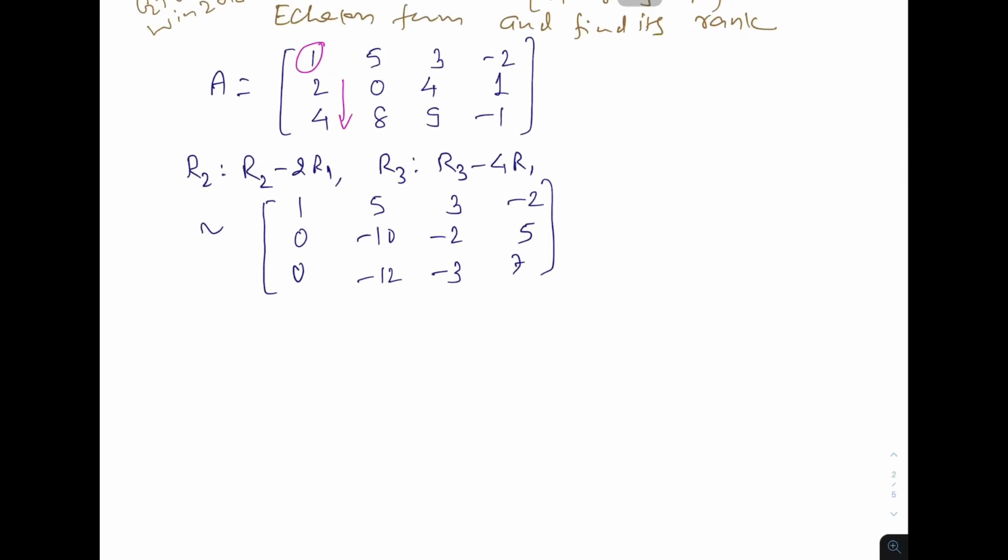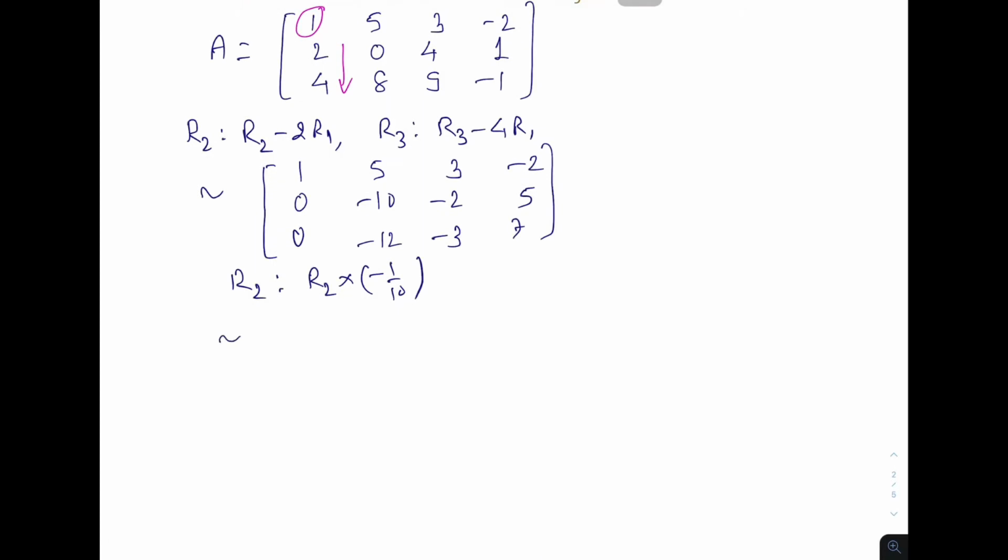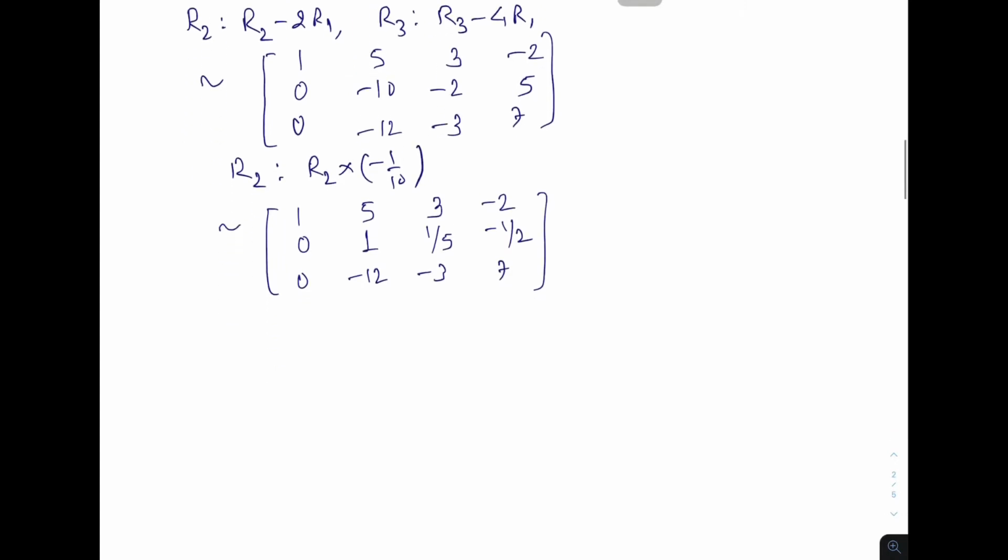Now we can divide the second row by -10. So R2 into -1 by 10. So we are having 1, 5, 3, -2, 0, 1, then this is 1 by 5, and this is -1 by 2. This is 0, -12, -3, and 7.